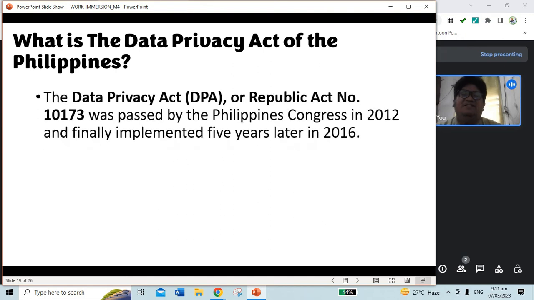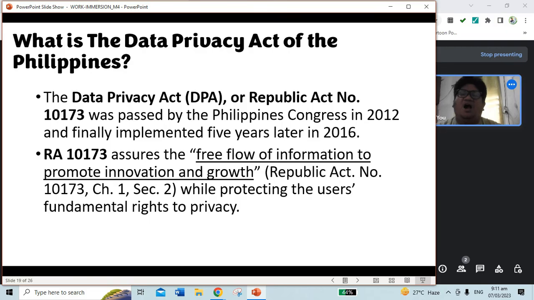So, the Data Privacy Act or DPA, ito ay tinatawag na Republic Act number 10173, was passed by the Philippine Congress in 2012 and finally implemented 5 years later. So, 2016, nagsimula itong Republic Act or Data Privacy Act. RA 10173 assures the free flow of information to promote innovation and growth while protecting the user's fundamental rights to privacy. Ayan. So, right to privacy.